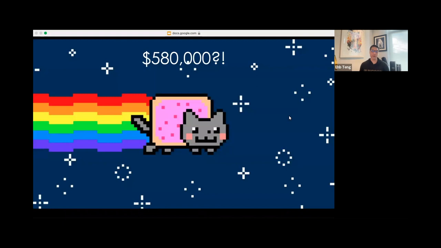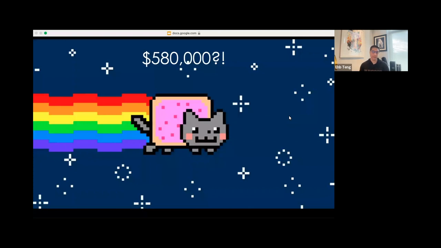So you might have heard, a few years back, maybe two or three years back, that the Nyan Cat GIF was sold for like $580,000 as an NFT, which is pretty crazy if you think about it. There have been other NFTs sold, like Jack Dorsey's first tweet, which went for over $1 million or something like that. So some ridiculous prices.